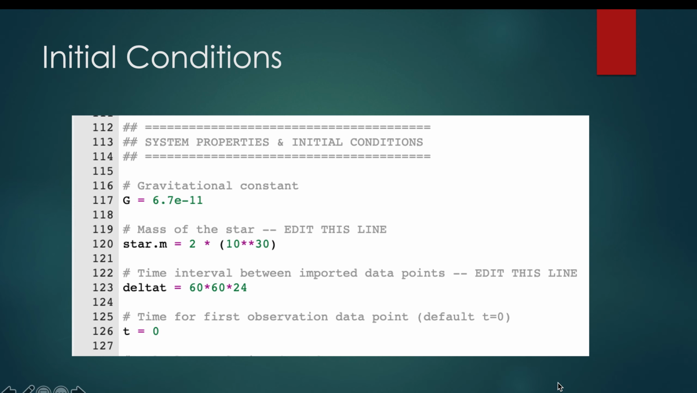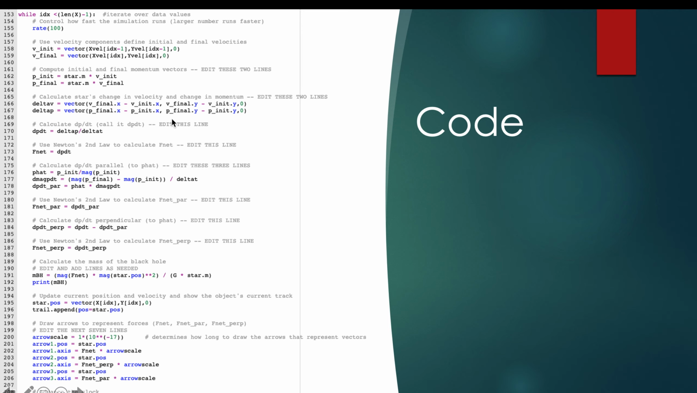So some initial conditions that were used for this lab. We know the gravitational constant G is equal to 6.7 times 10 to the negative 11. And then we were told that the star's mass is 2 times 10 to the 30th kilograms, and the time interval is 1 day, so 60 times 60 times 24 seconds, and the initial observation happens at t equals 0. And this is a screenshot of my code.